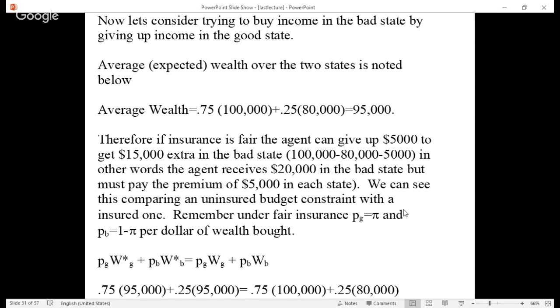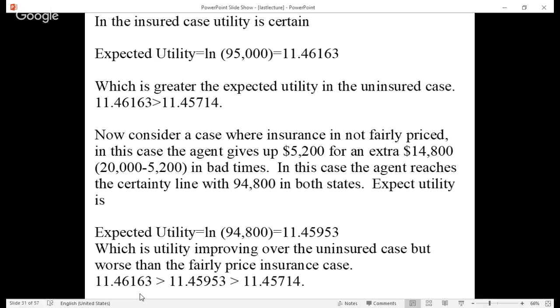So with the fair insurance, PG times WG plus PB times WB is equal to 0.75 times 95,000 plus 0.25 times 95,000, versus 0.75 times 100,000 plus 0.25 times 80,000. They both equal 95,000. But I prefer this, because I get 95,000 no matter what, assuming I have that utility function.